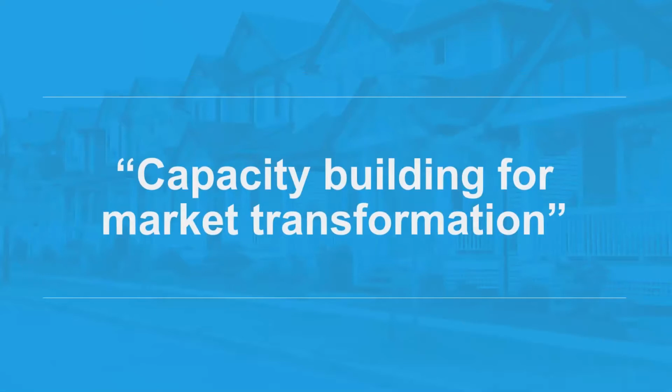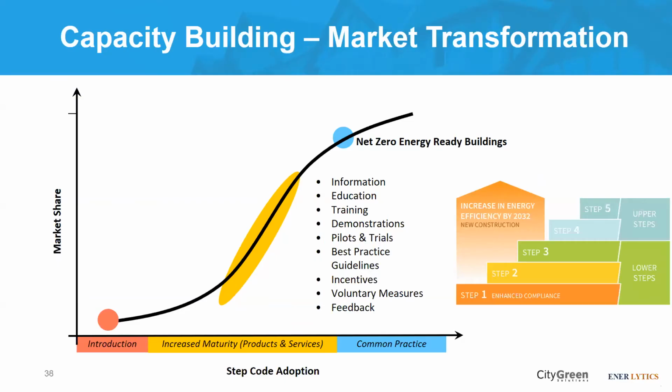The BC Energy Step Code is also a capacity building exercise for market transformation. By introducing it in steps and providing a wide range of supports and trainings for the industry, the BC Energy Step Code has allowed the province of BC and industry stakeholders to really take a leadership role within Canada to get our province ready for net zero energy ready buildings by 2032.